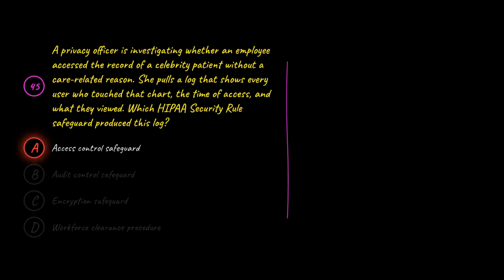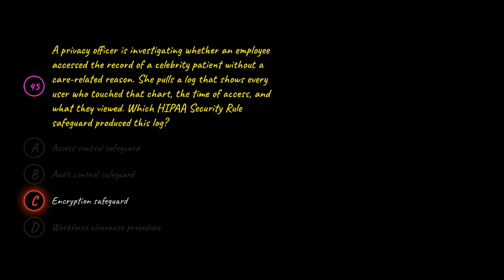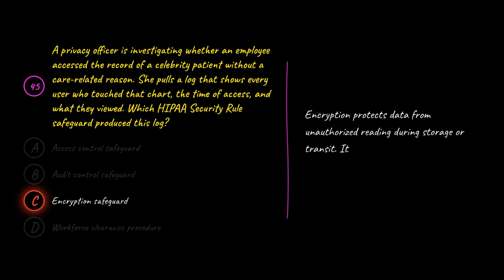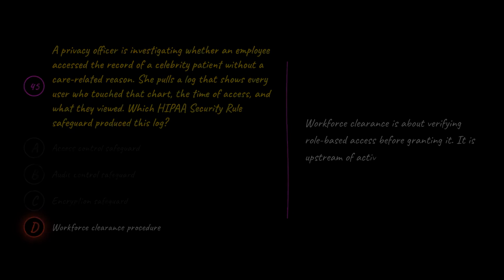A is wrong because access controls decide who is allowed in at the moment of login. They do not produce a retrospective record of actions. C is wrong because encryption protects data from unauthorized reading during storage or transit. It does not generate a user activity log. D is wrong because workforce clearance is about verifying role-based access before granting it. It is upstream of activity logging.